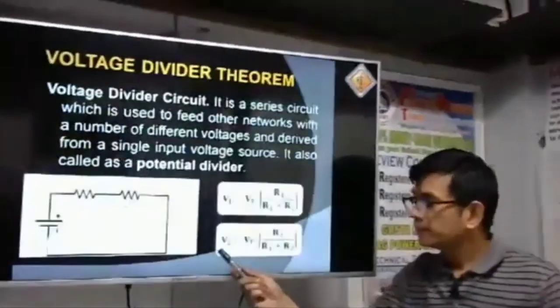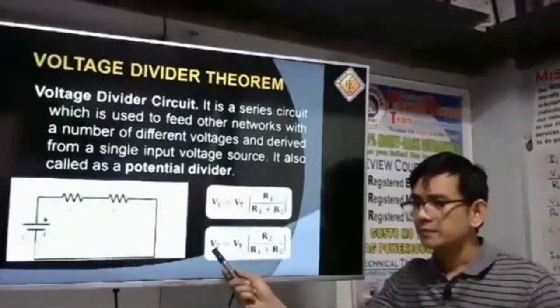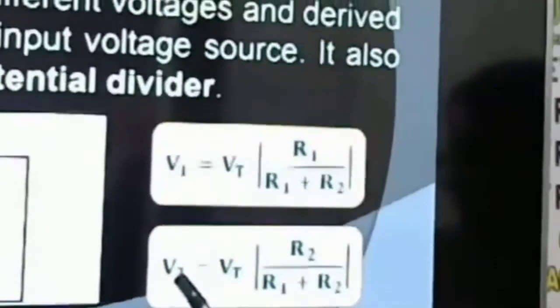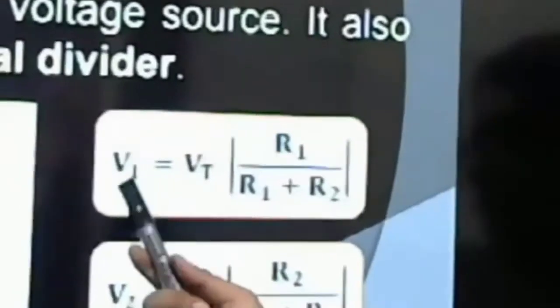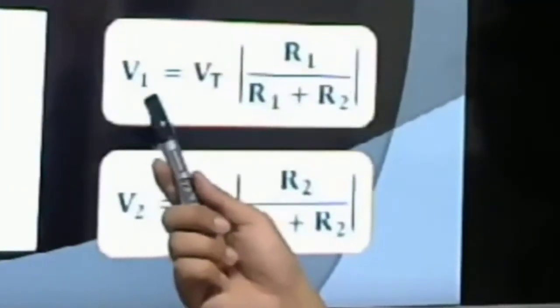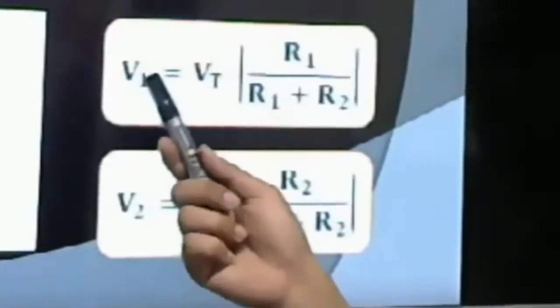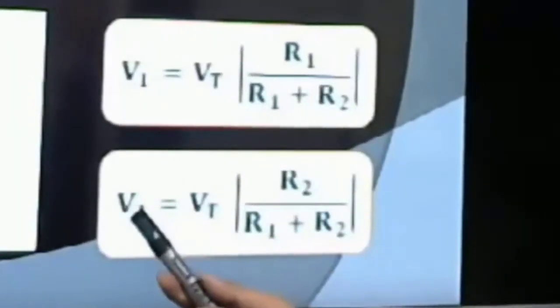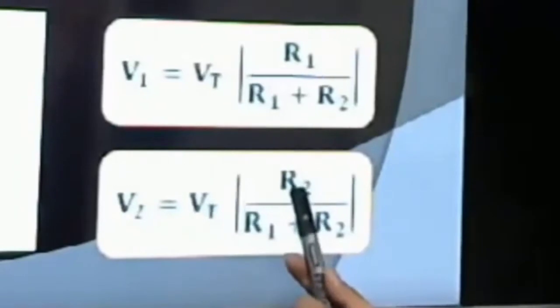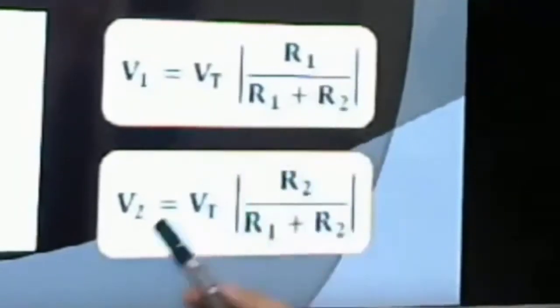Take a look here in our PowerPoint. We have our V sub 1 and V sub 2. If we have V sub 1, remember that the opposite resistance is R1. If this is 1, this is also 1. This is V sub 2. If this is 2, this is also 2. Please take note of that. So this is 1, 1, 2, 2. So let us solve some examples.